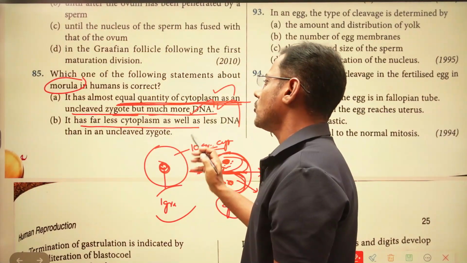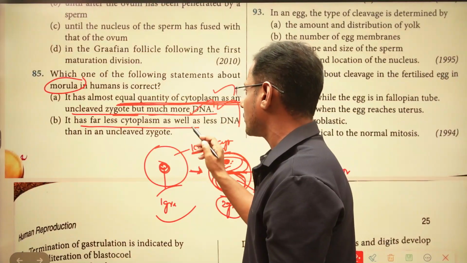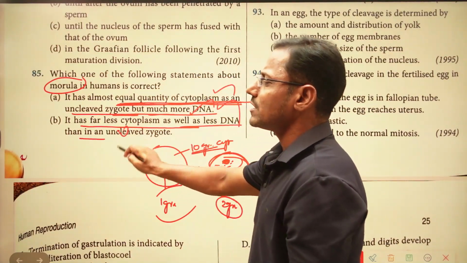It has far less cytoplasm. It doesn't have lesser cytoplasm than the uncleaved zygote, and less DNA as well. So this is also a wrong option.